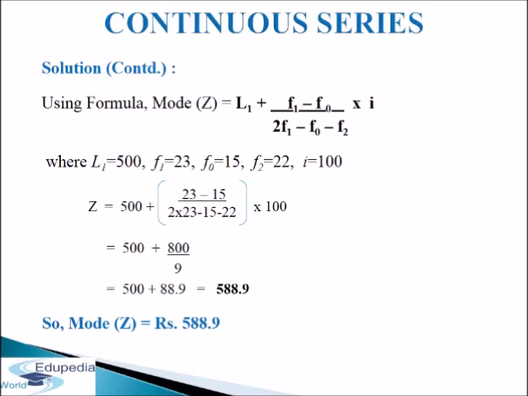We'll put in the values and calculate the mode. As you can see in the calculation, we have calculated it and we got 588.9. So mode is equal to rupees 588.9. This is how we will calculate mode in a continuous series.